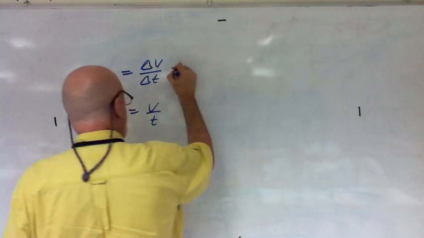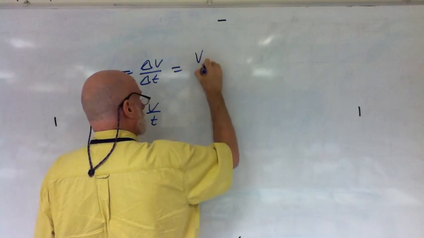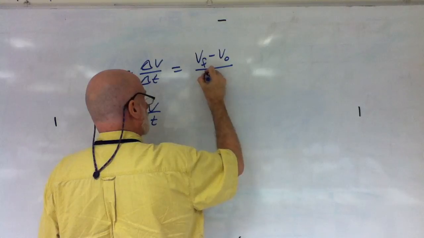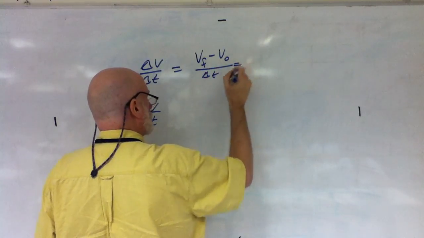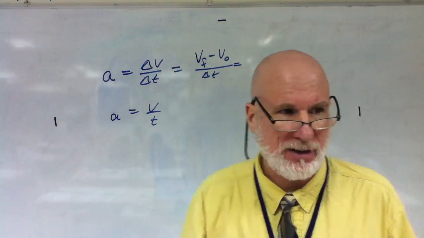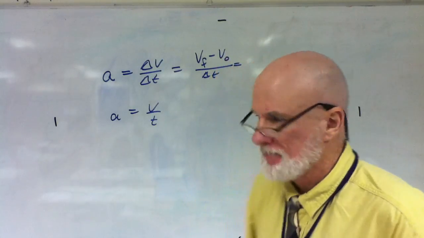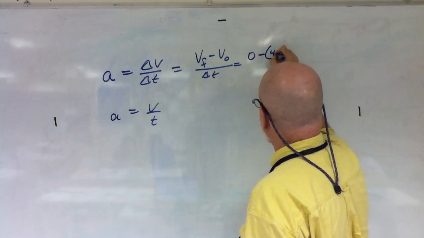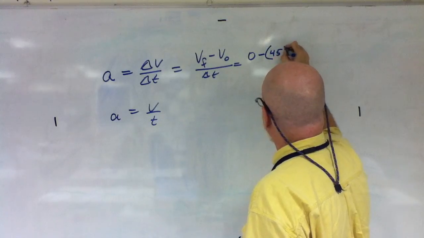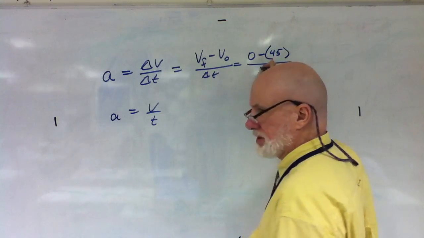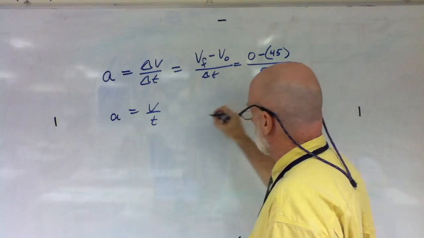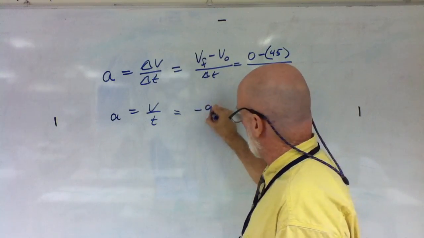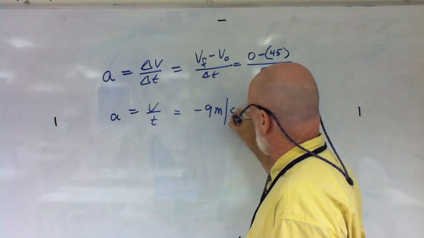So we know that, remember, it's always going to be final minus initial, right? So what's going to be the final velocity? 0. So it's going to be a negative. And this is going to be 45, right? Over, what's the time? 5 seconds, correct? So that's going to be equal to what? Negative 45 over 5, negative 9, in acceleration.